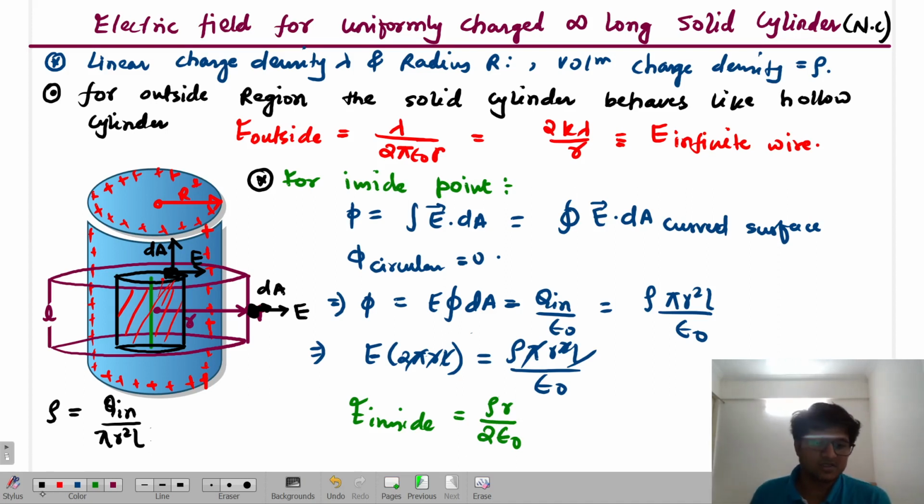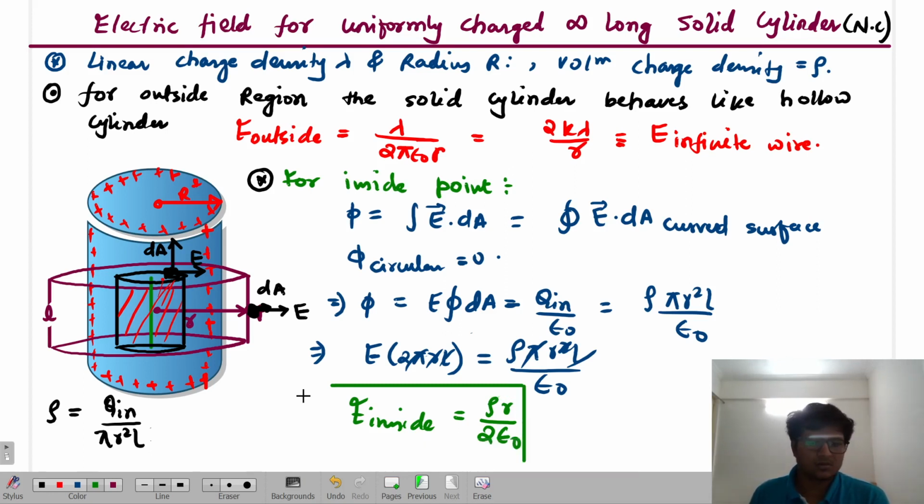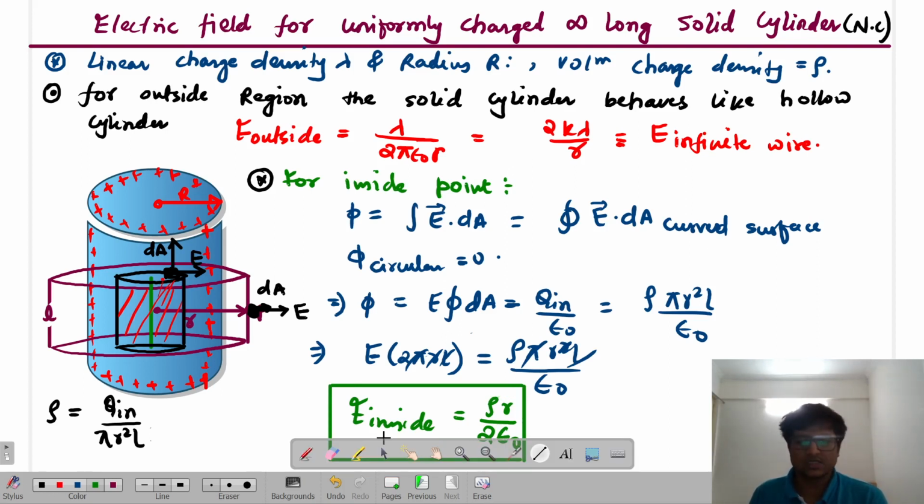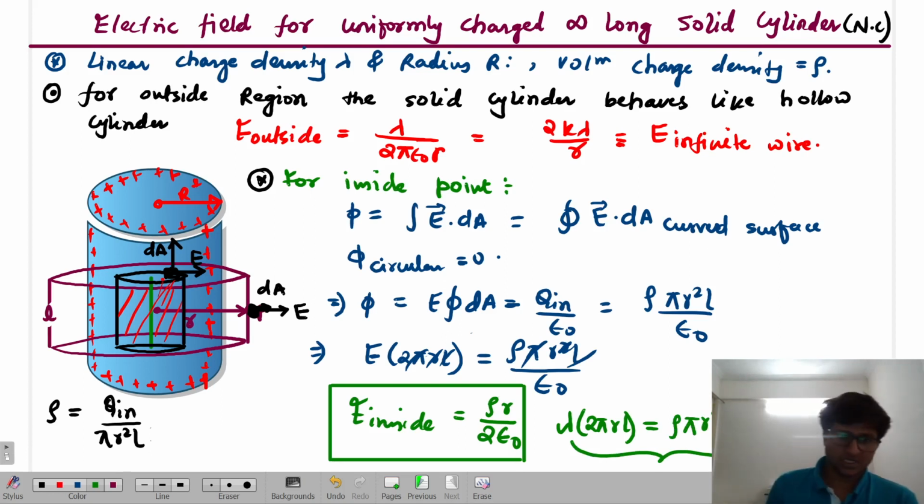So that's my electric field inside the solid cylinder. Is that clear? And this is why we can establish the relation between lambda and rho. So lambda into 2 pi RL is equal to rho into pi r square L, isn't it? So this must be the relation which should be followed between lambda and rho, so as to, if any kind of incomplete information is given to you. Is that clear?